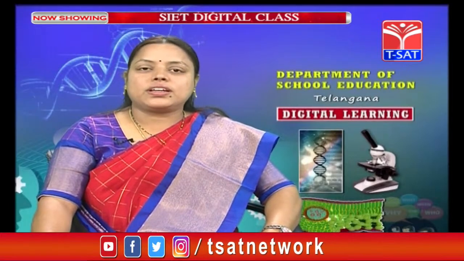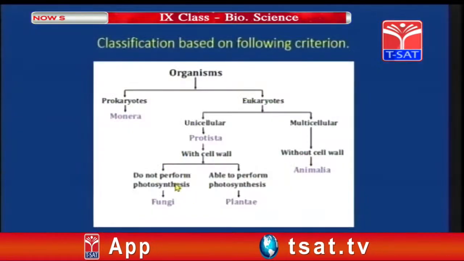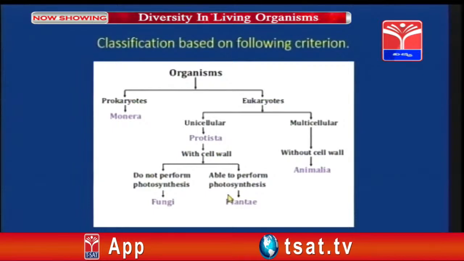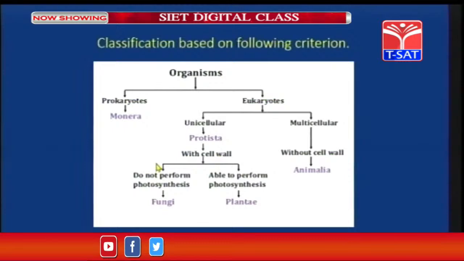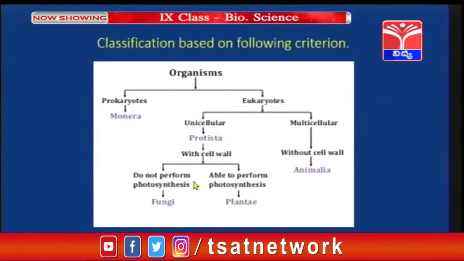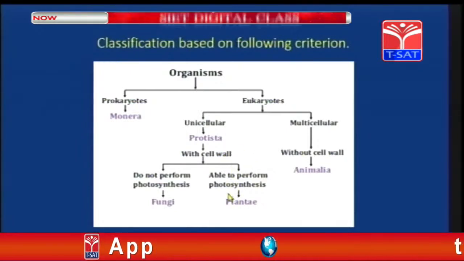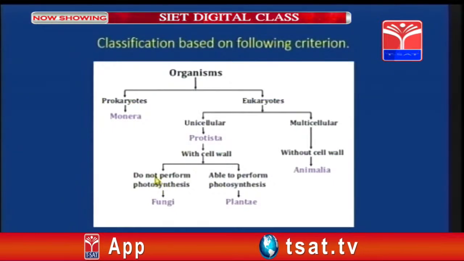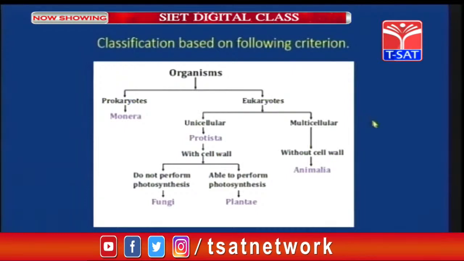The next criterion for classification is food material. If the organism is preparing the food material, then we call it an autotroph. If the organism is not preparing the food material, we call it a heterotroph. So even in plants, 2 types of organisms are present. That is, the organism preparing the food material, that is plant, and the organism not preparing the food material, that is fungi. Next, in multicellular organisms, that is without the cell wall, animals are considered. So let us go to the next topic.